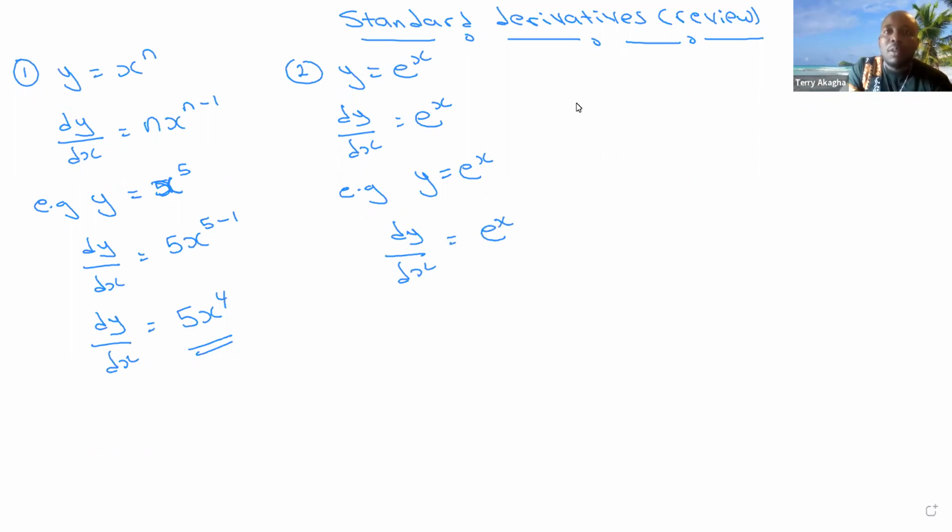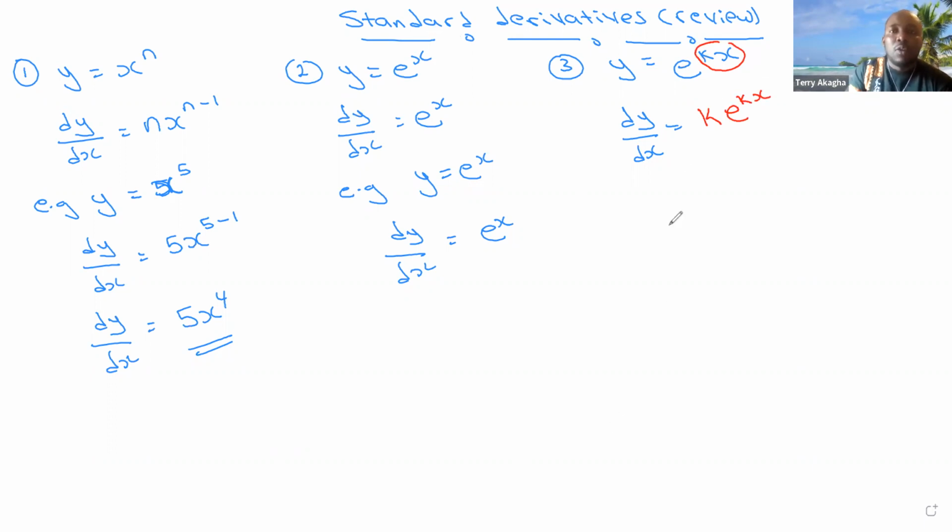Now, the third one I want to talk about is y is equal to e raised to the power kx. When you have e raised to the power kx and you are told to differentiate this, dy dx, you differentiate the power first. It's similar to 2, but I don't want to confuse you. In y equals e to the kx, when you differentiate kx, it's going to give you k. Then you're going to put back e to the kx.